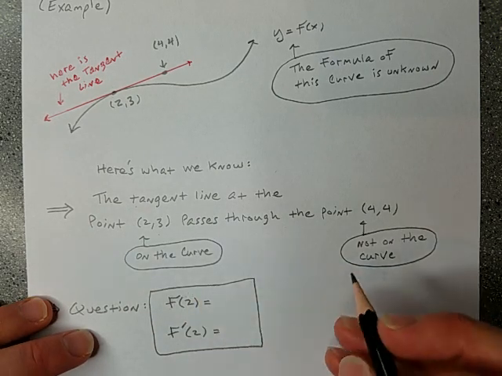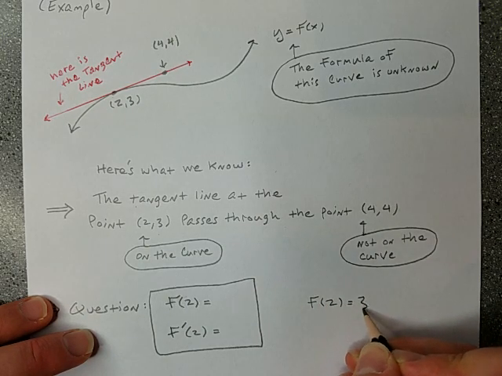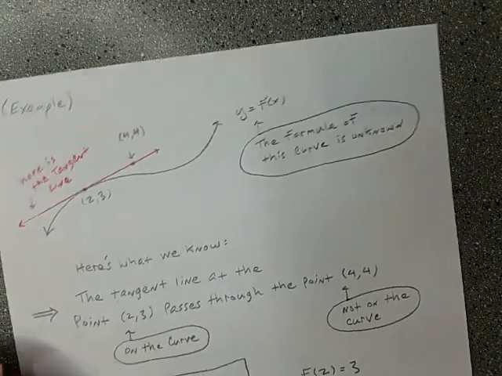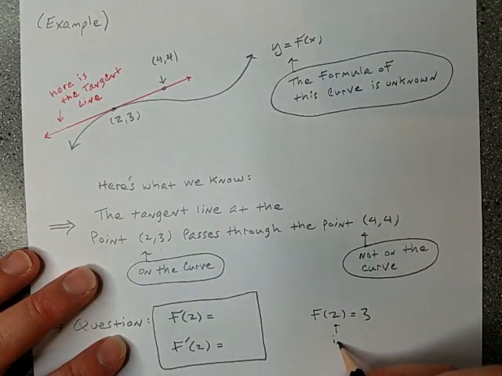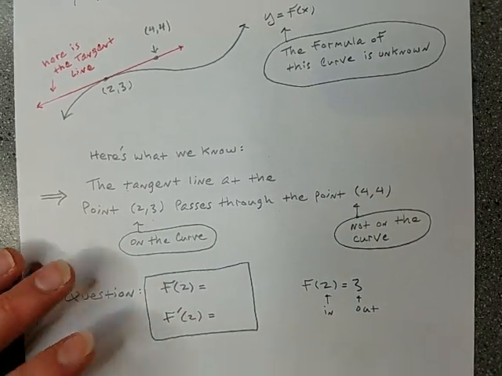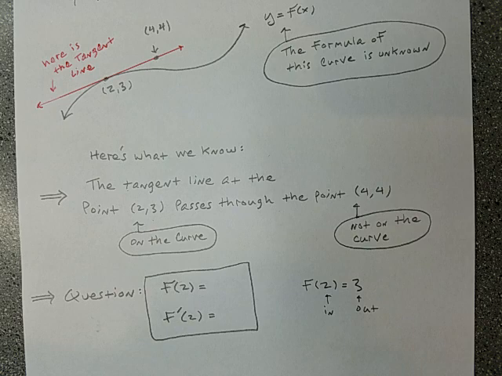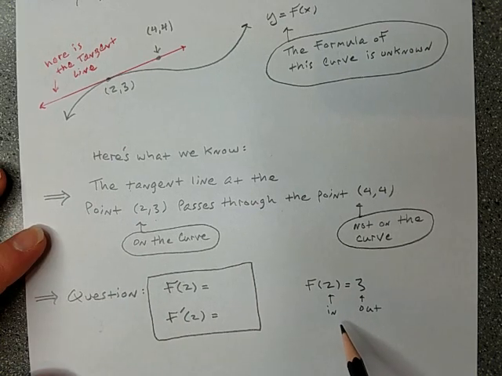What does it mean when we say f of 2 is 3? It just means that there's some function and when you put 2 in, you get 3 back out. That's what a function is. Input and output, right? Function notation just allows us to write the input and the output together like that.